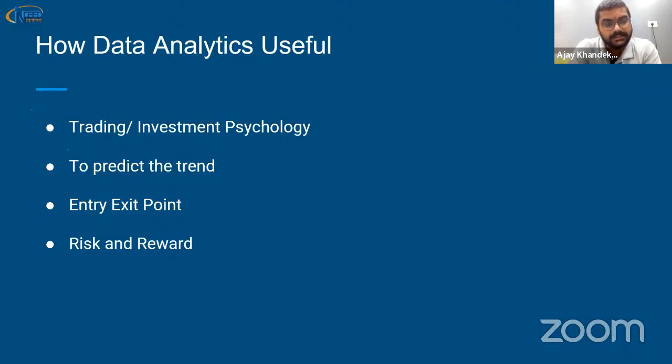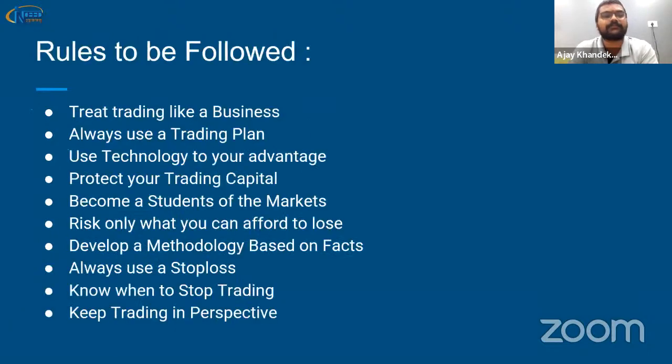The last part is risk and reward. If you are investing 1 lakh, what is your risk? Meaning how much loss you can bear in a day, in a month, or in a year. Basically I've been talking about intraday only, so how much loss can you take in a day? In my case, I would take 20 to 30,000 in a day, but I have the confidence that I can earn more than that in a day with my data analysis.